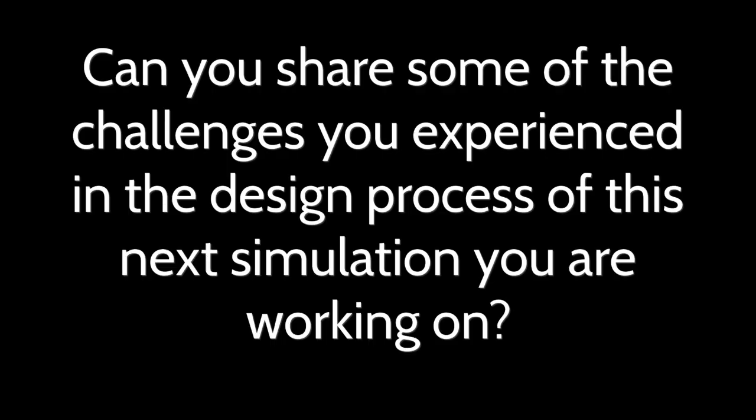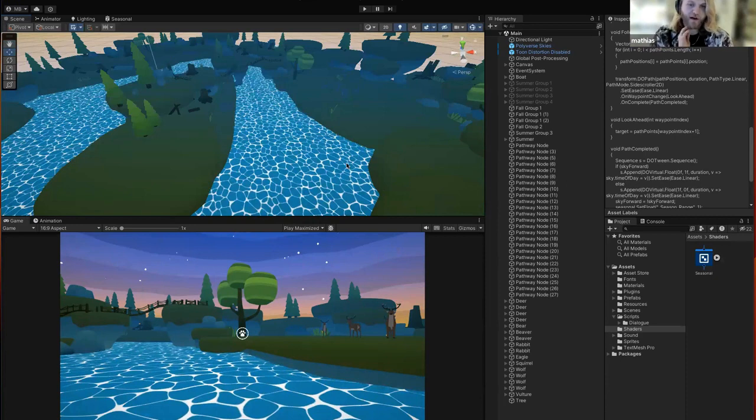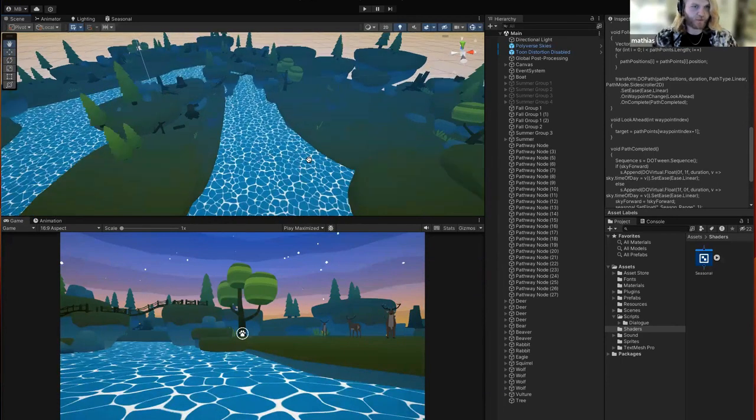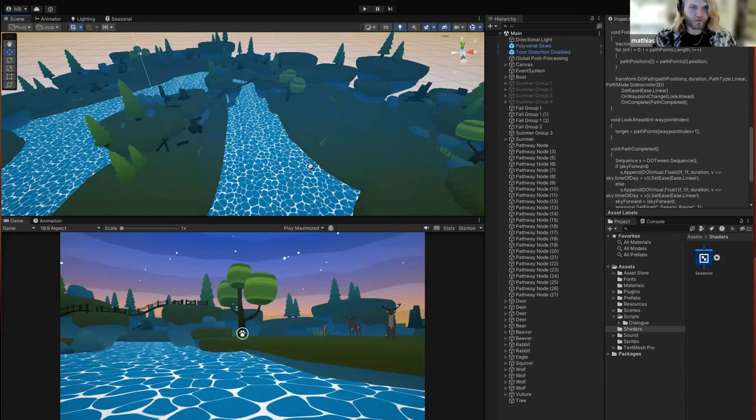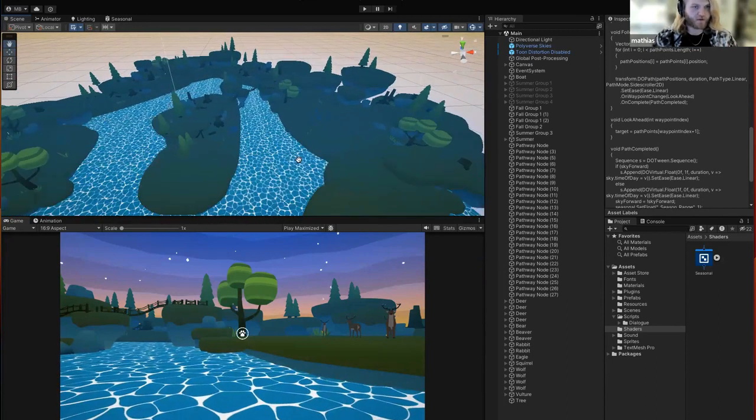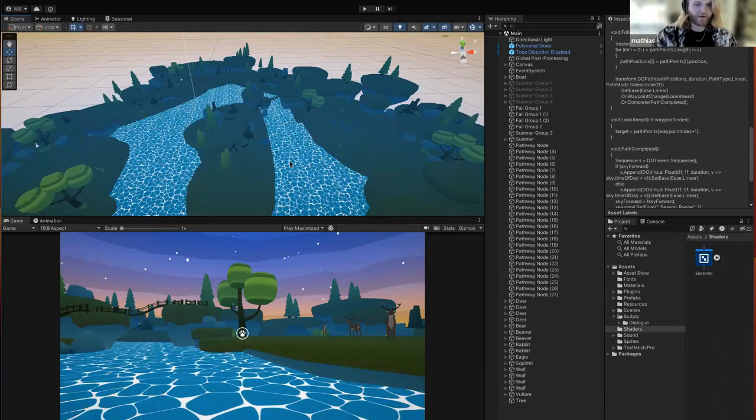Can you share some of the challenges you experienced in the design process of this next simulation you are working on? In this demo here, when it comes to the design process and specifically the prototyping process, it's very important that you don't overcommit or overwork on something that we don't know everybody necessarily wants yet. So when you're collaborating with people, there's going to be times where you think in your head that this is the way the project should go, but then the people you're working with get a completely different idea, and you'll have to backtrack on a lot of these things.